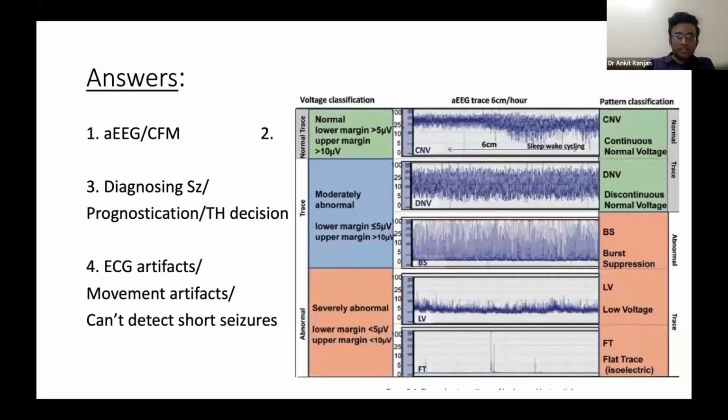So pitfalls. This modality is prone to ECG artifacts and movement artifacts, and short seizure activities are often missed in this waveform, because the gold standard always is the full EEG and not aEEG. It is easy, and that's why it is being used so widely.